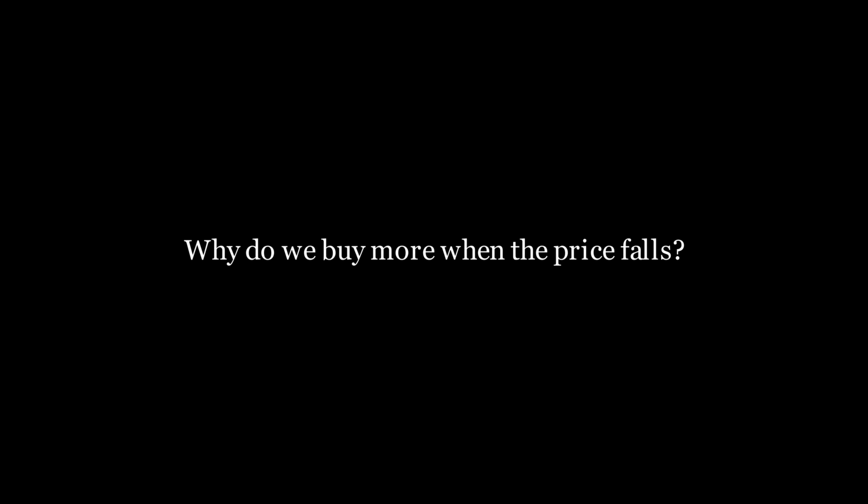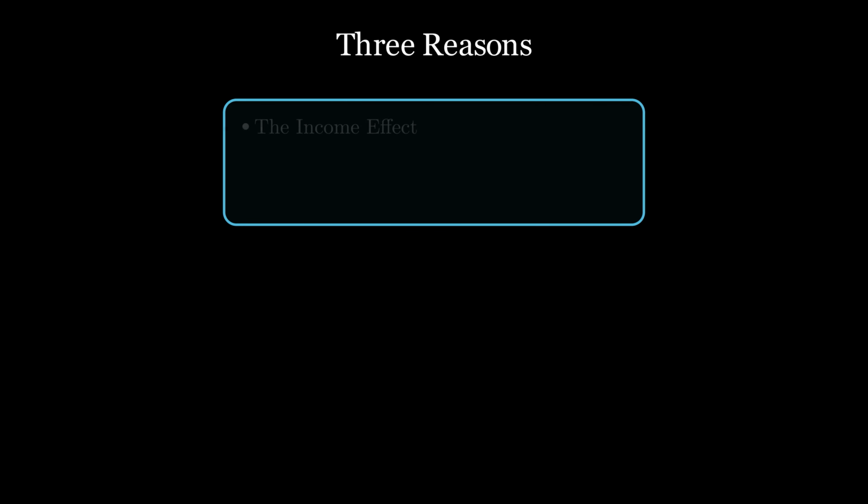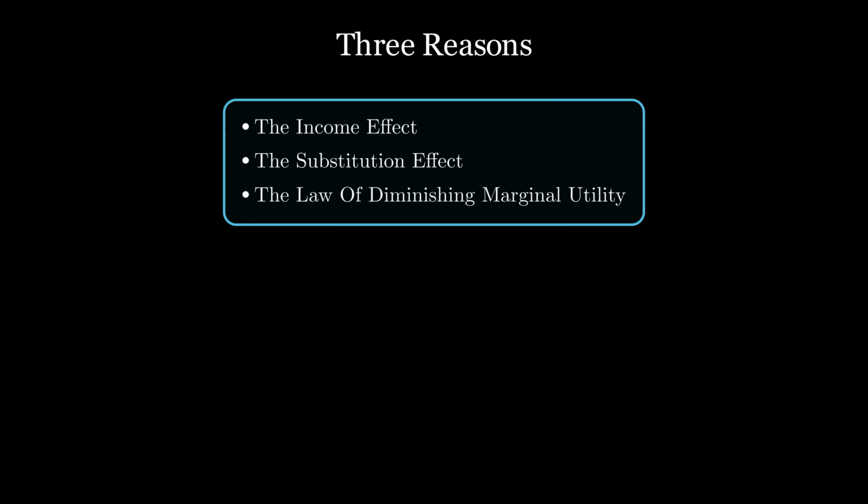Well, economists usually describe three reasons behind this automatic behavior: the income effect, the substitution effect, and the law of diminishing marginal utility. Let's discuss them one by one.